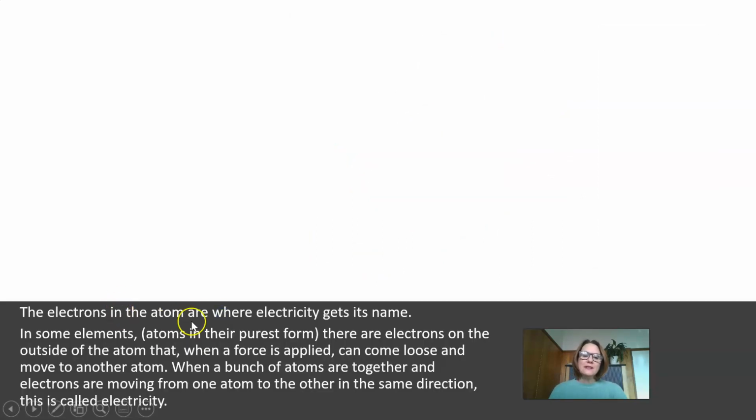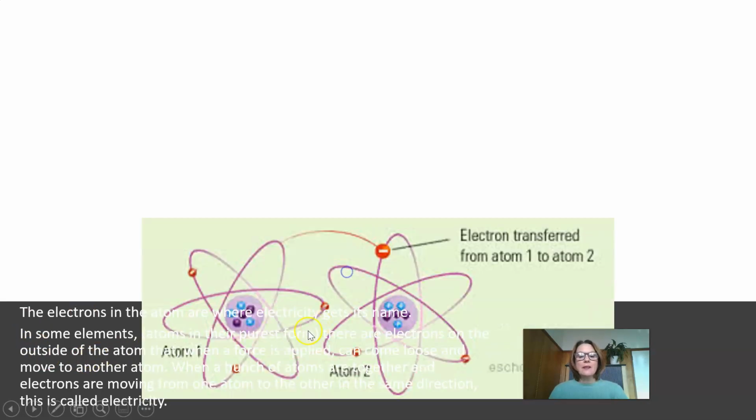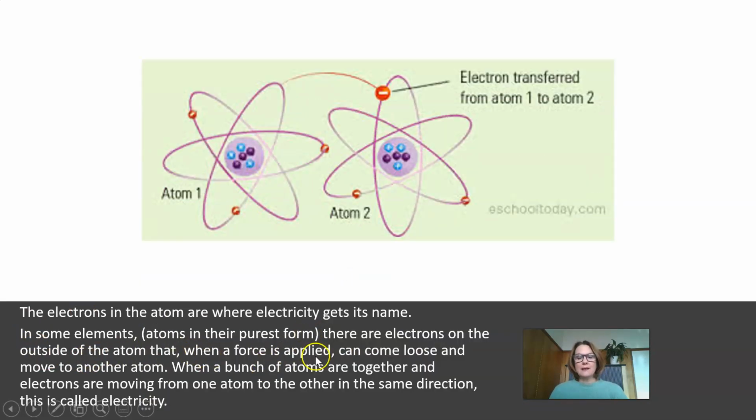So the electrons in the atom are where electricity gets its name. In some elements, now elements are atoms in their purest form, and you need to remember that for going into grade 6, especially when we start looking at the periodic table. These elements, in the atoms in their purest form, there are electrons on the outside of the atom that when a force is applied, they can come loose and move to another atom.